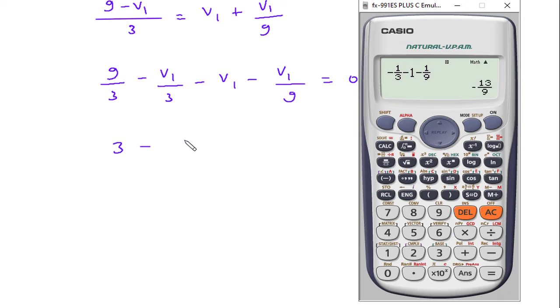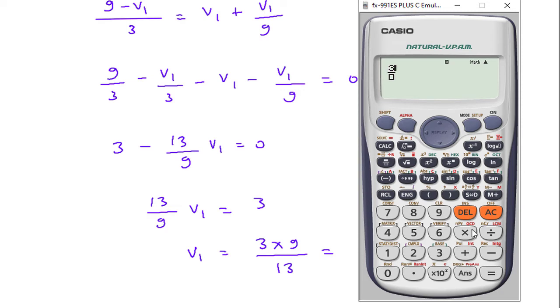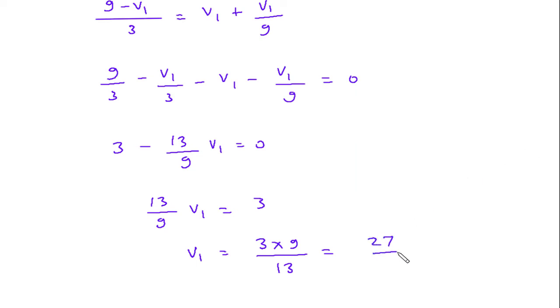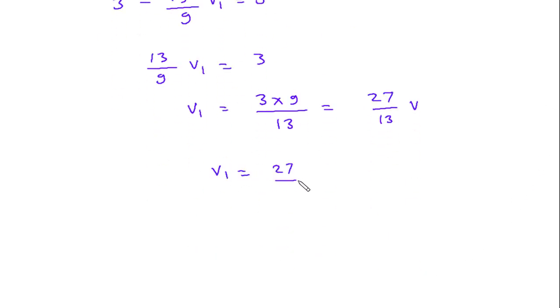Minus 13 by 9. So minus 13 by 9 V1 is equal to 0. So this is equal to 13 by 9 V1 is equal to 3. So V1 is equal to 3 into 9 by 13, which is 27 by 13. V1 is equal to 27 by 13 volt.